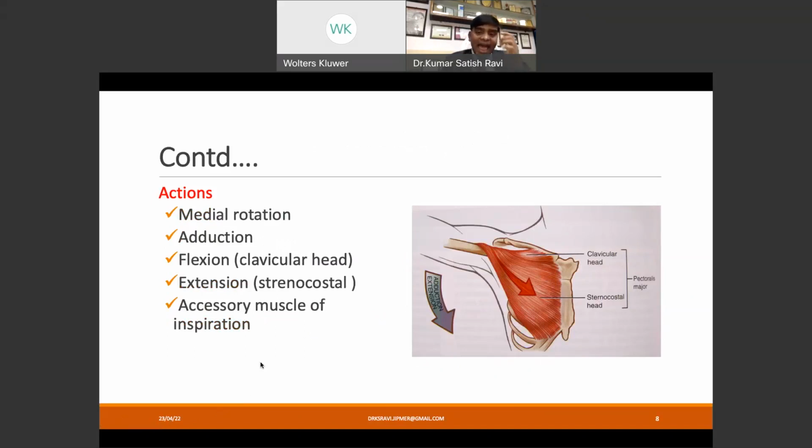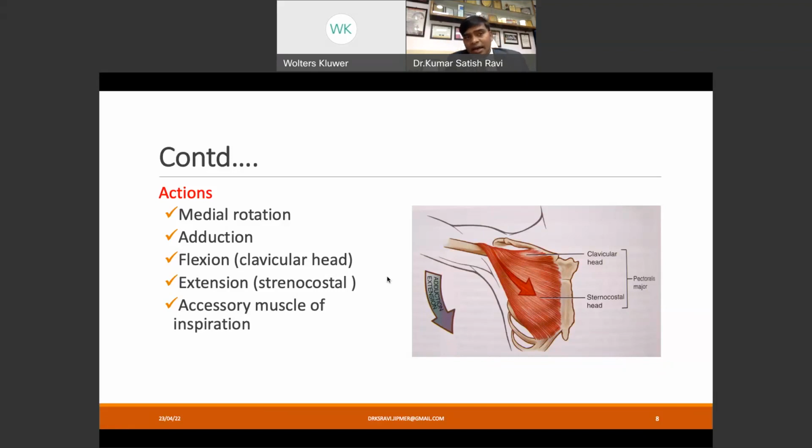Now coming to the actions of the pectoralis major. Acting as a whole muscle, it brings about adduction and medial rotation of the humerus, that is, at the shoulder joint. When you talk about only the clavicular head, it helps in flexion of the shoulder joint. The sternocostal head helps in extension, to bring the flexed humerus to the side. Basically, it helps in climbing.